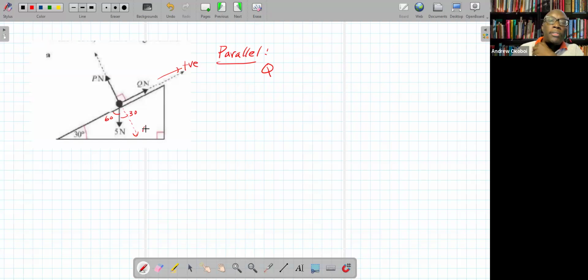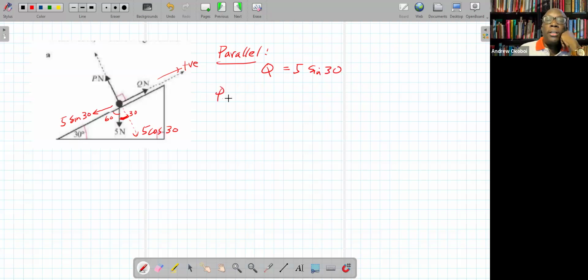So this force becomes 5 cos 30. Now, that's here. When I take this one and turn it and it becomes here, this becomes 5 sine 30 or cos 60, whichever one you want. I've chosen sine 30 because I'm moving away from this angle. So I'm going to say Q is equal to 5 sine 30 because that's the only other force that's opposing it.